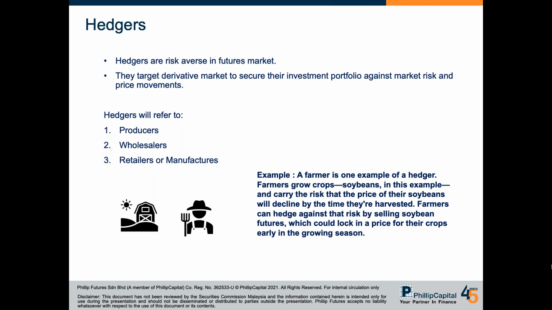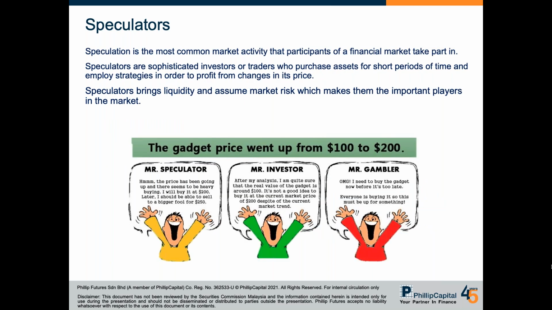Okay, so the next one we have is speculators. Speculators are people who analyze and forecast futures market movements by trading contracts with the hope of making a profit. Speculators put their money at risk and must be prepared to accept outright losses in the futures market. So how do speculators actually make a profit?